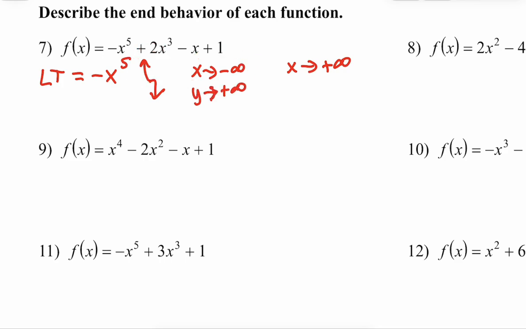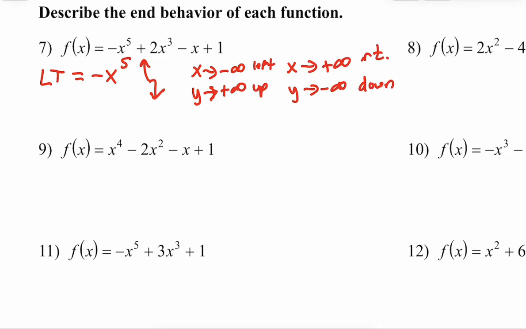So this means left. This means up. And then on the right, we know the right is going down. So we have to say that the y is going to negative infinity. This means right. This means down. Okay. So left and right never change.